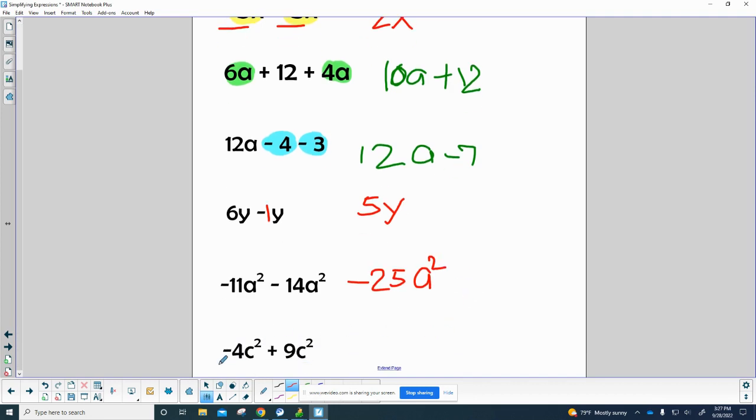All right, then the last one, negative 4c squared plus 9c squared equals 5c squared. And that's how that works, okay? All right, let's keep moving along here.